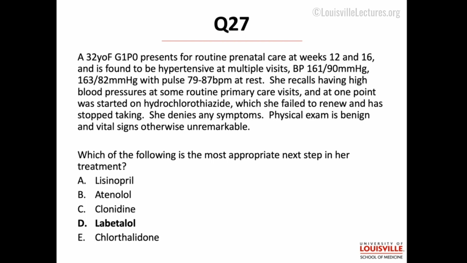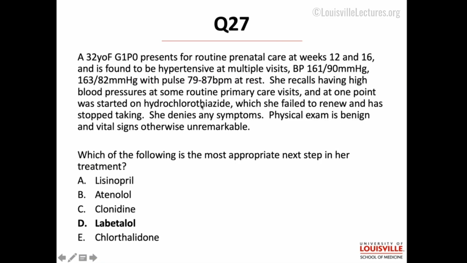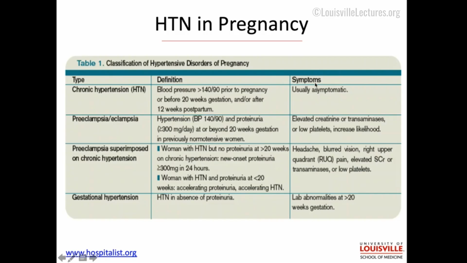So this is understanding how to treat hypertension in pregnancy. It's also understanding some of the definitions, okay? So there are different types of high blood pressure during pregnancy. Chronic hypertension is if you had high blood pressure or you're diagnosed before 20 weeks of gestation, okay? So this woman is at weeks 12 and 16 and she's hypertensive. So this is considered chronic hypertension.